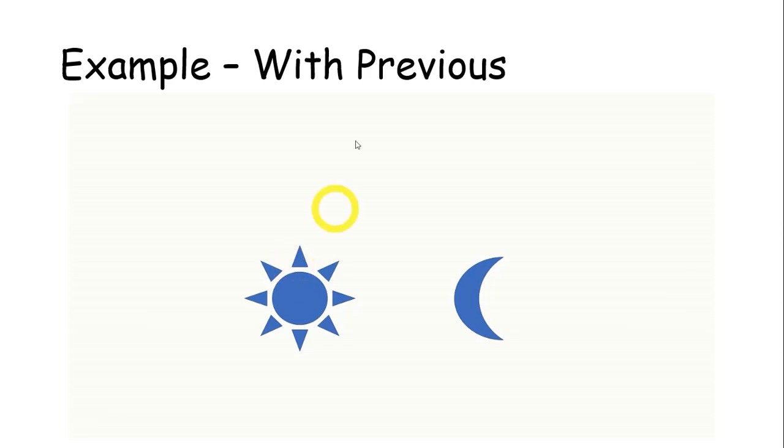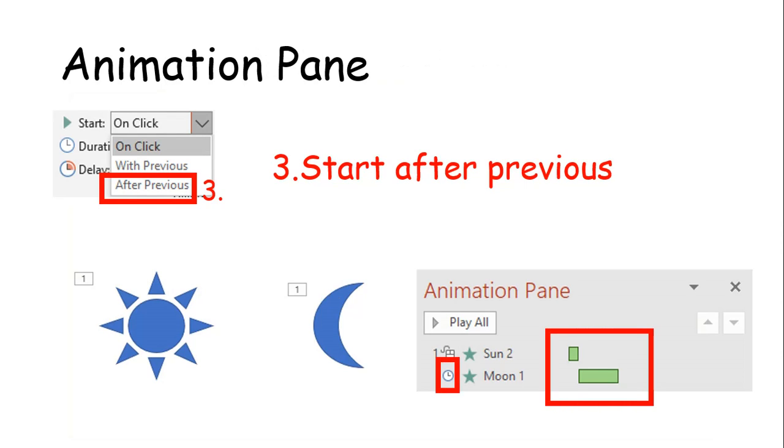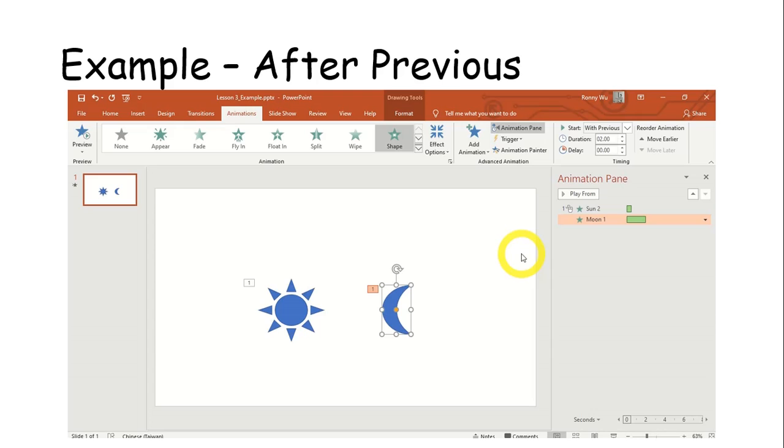If you choose after previous, the icon will turn to be a clock, and the green rectangle will be different. Let's watch the sample video. Choose after previous, and the icon will turn to be a clock, and the rectangle will be different, and show the slide.